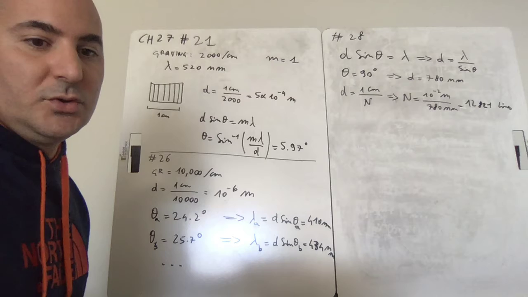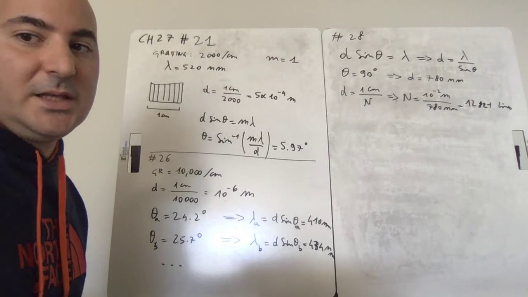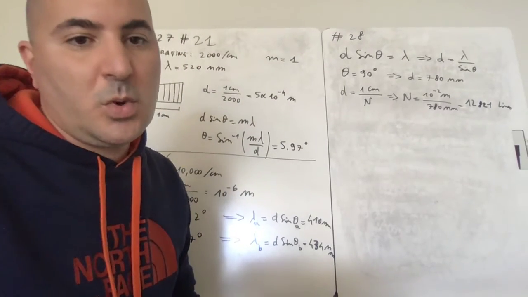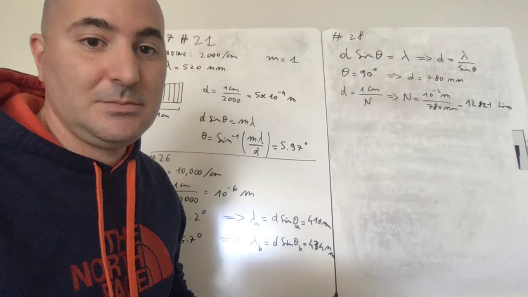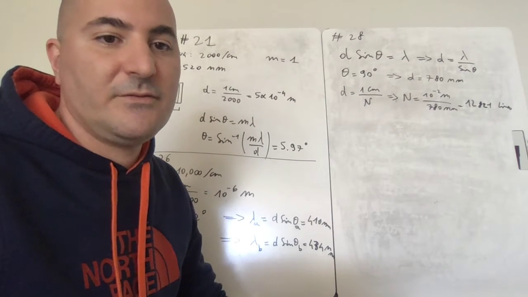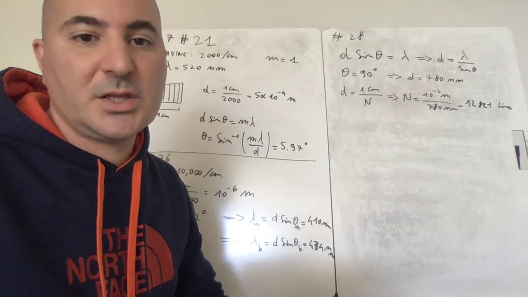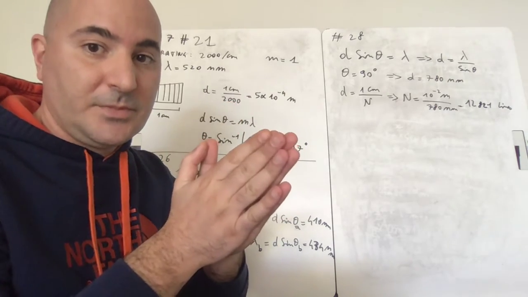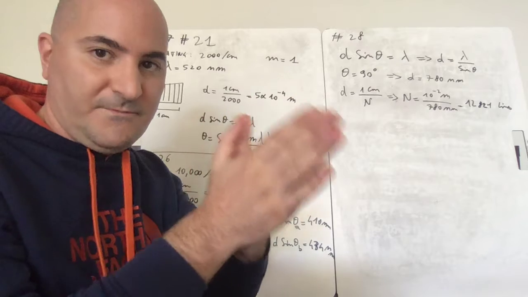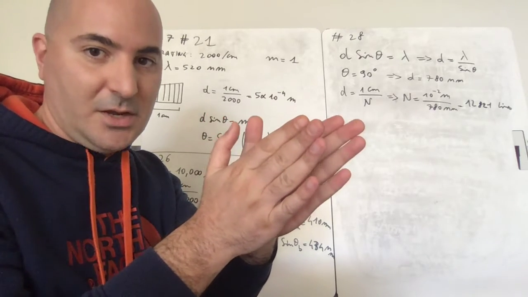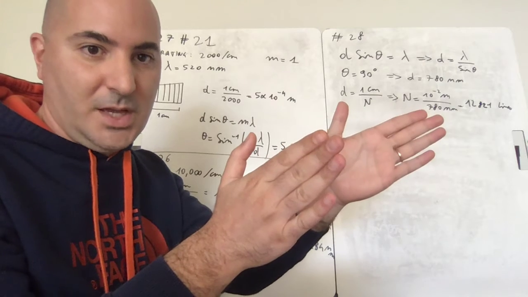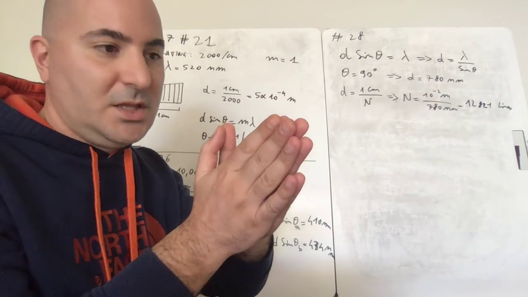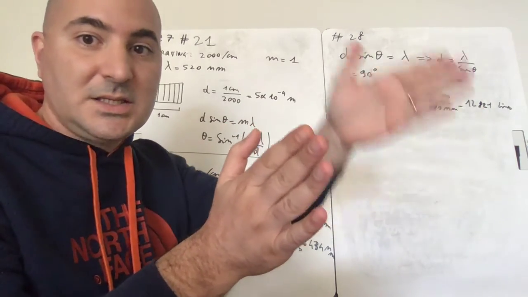The third problem I have for you in this video is number 28, and I have it on the right board. The question is, what is the maximum number of lines per centimeter that a diffraction grating can have and still produce a complete first-order spectrum for visible light? Visible light, when it goes through a grating, splits, with violet, the shortest wavelength, having the smallest angle, and red having the maximum angle. So the question is, what is the maximum number of lines so that when you project it on the screen, the red is still visible?